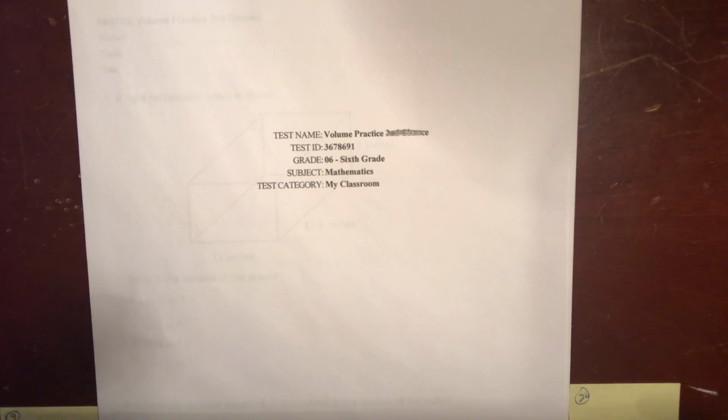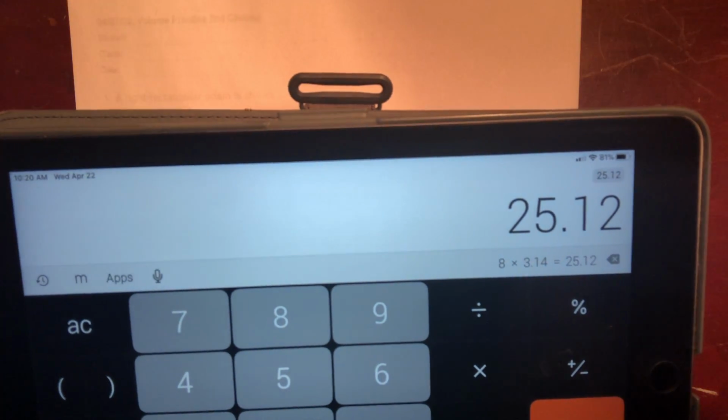And I will be using the Apple calculator on my iPad. So hopefully you all have access to something like that. All right, so let's get started.